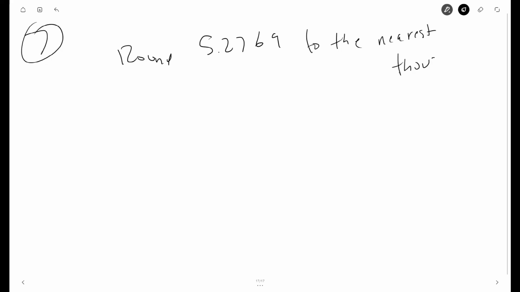Let's look at problem number 7. We're gonna round 5.2769 to the nearest thousandth. Okay, so that would be tenth, hundredth, thousandth. It is here. Look at the digit to the right, which is 9. Is it greater than or equal to 5? Yes, so that means that we need to add 1 to 6. So that would be 5.277.